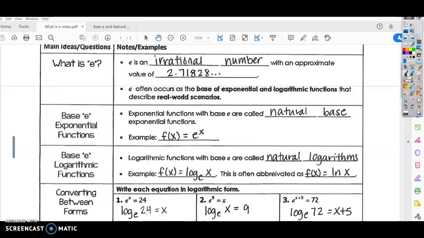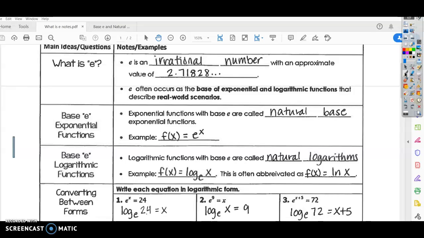All right, today we're going to talk about the letter E. E is not a variable. It represents a number. E is an irrational number with an approximate value of 2.71828, an irrational number like pi. So E is not a normal variable. E actually represents a number when you see it. Okay, so you're going to need to remember that.